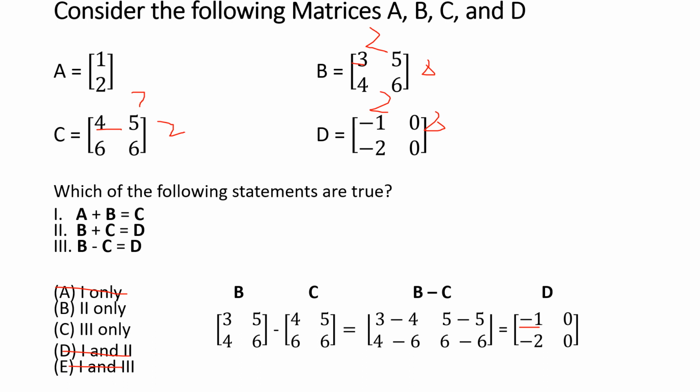5 minus 5 is 0. Here's my 5 and my 5. 4 minus 6 is minus 2. I've done that right here. And then 6 minus 6 is 0, which I've also written down here. So B minus C is D. B minus C equals D. We just added B plus C and we didn't get that. So the only one that's correct is 3.